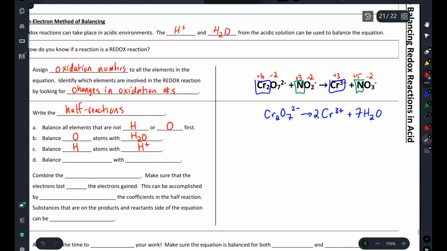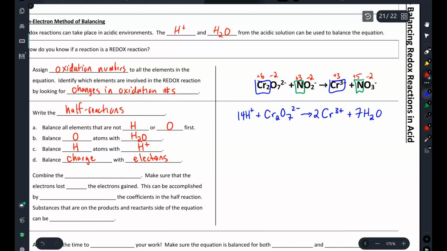So I have a total of 2 times 7, 14 hydrogens. Ooh, that's a lot. So I'm going to include 14 hydrogen ions. This is an acidic medium, so I know there'll be hydrogen ions aplenty on the reactant side. Okay. Finally, we need to balance for charge. And we're going to do that with electrons. Hence calling this the ion-electron method of balancing.